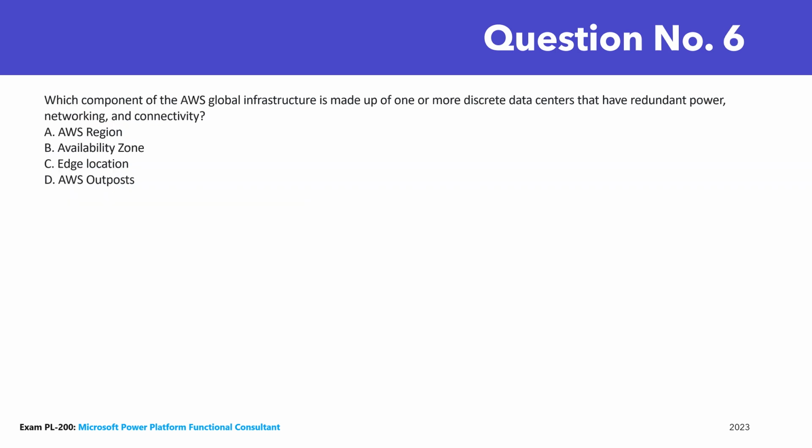Which component of the AWS global infrastructure is made up of one or more discrete data centers that have redundant power, networking, and connectivity? A. AWS Region. B. Availability Zone. C. Edge Location. D. AWS Outposts. Correct answer, B.